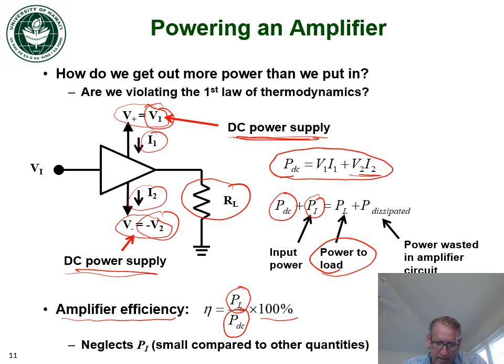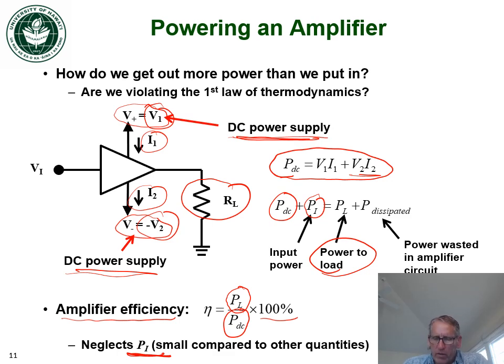In this efficiency calculation, we typically neglect the input power, and that's because often the input power is small compared to the output power. Like, for example, on the previous slide, the input power was 1 milliwatt and the output power was 100 milliwatts, so 1 is small compared to 100.